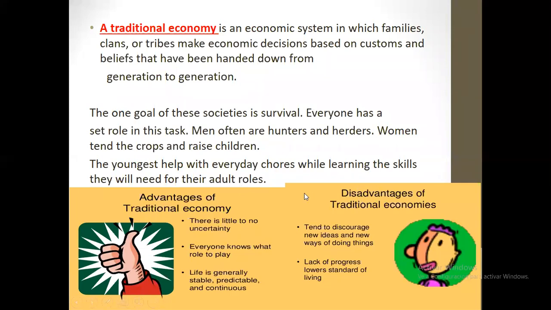Now over here there are only a couple of advantages and disadvantages of this traditional economy, okay? The first advantage is there's little uncertainty. There's no uncertainty, okay? So everybody knows what to do and everybody knows what role they have to play in this system. And the last one, life is generally stable, predictable, and continuous.